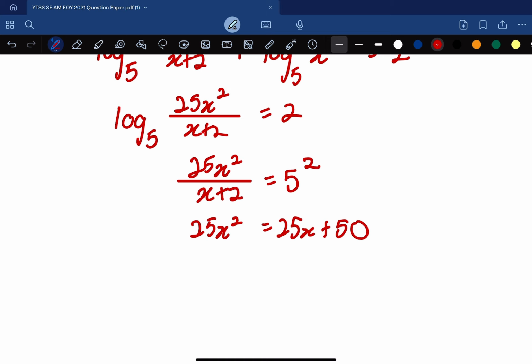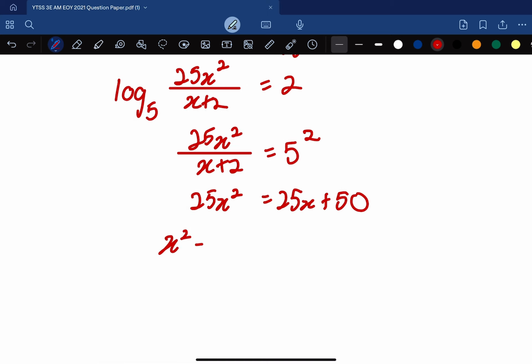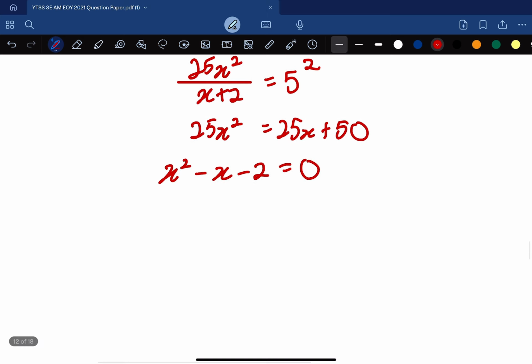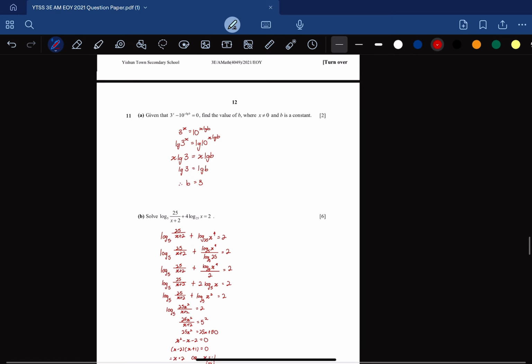Okay, I can simplify this very easily. Divide the whole equation by 25. X squared minus x minus 2 equals to 0. Okay, then simply solving a quadratic equation by factorization. X minus 2 times x plus 1 equals to 0. Therefore, x equals to 2 or x equals to negative 1. Then I check back first. We know that x is a number in this log function, and this number here cannot be negative. So therefore, I will have to reject x equals to negative 1. Okay, and therefore I have solved question 11b.